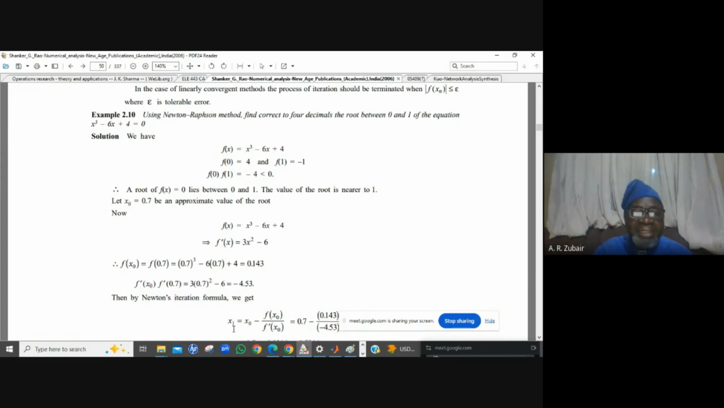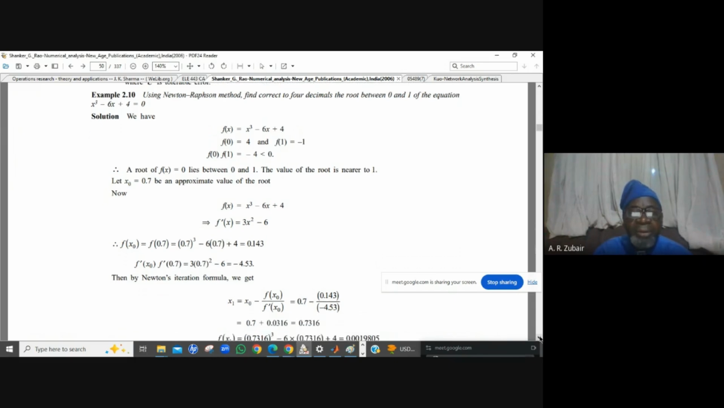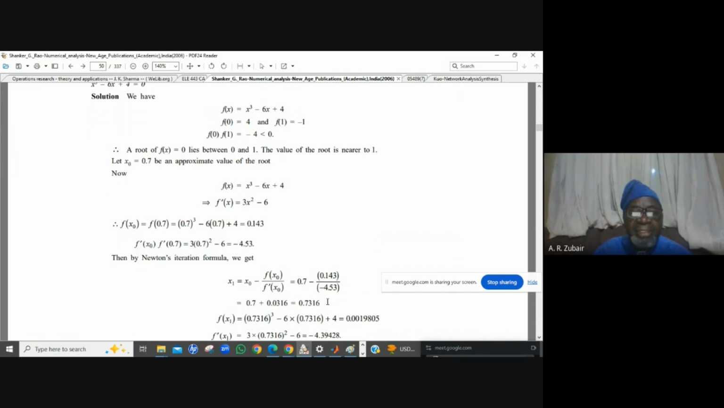Now, to get the next result, use this formula. Substitute for x naught, which is 0.7. Substitute for f prime x naught, which is minus 4.53. Then you compute that. You are going to have 0.7316. We are going to use this as our x1. You know, we started with x naught. You will get x1. The next is that we are going to look for x2 now.